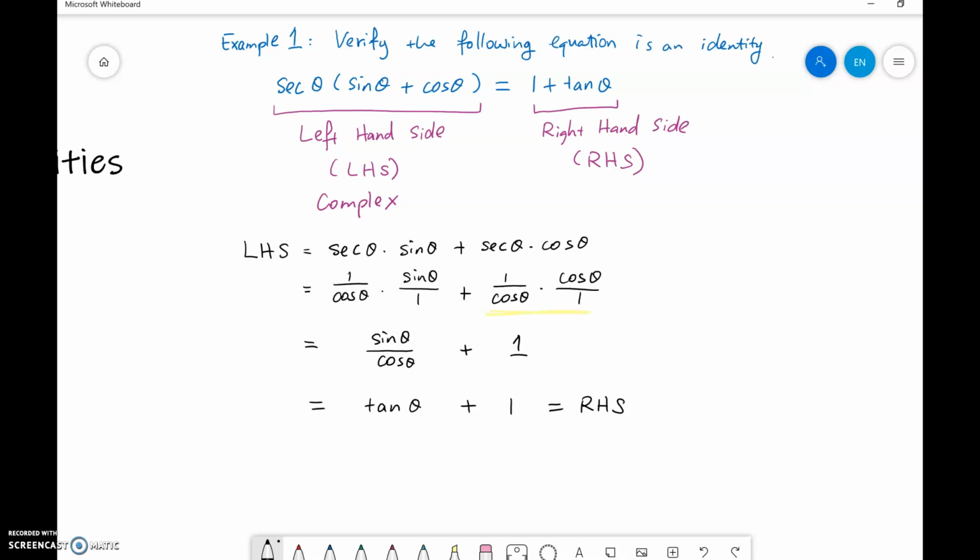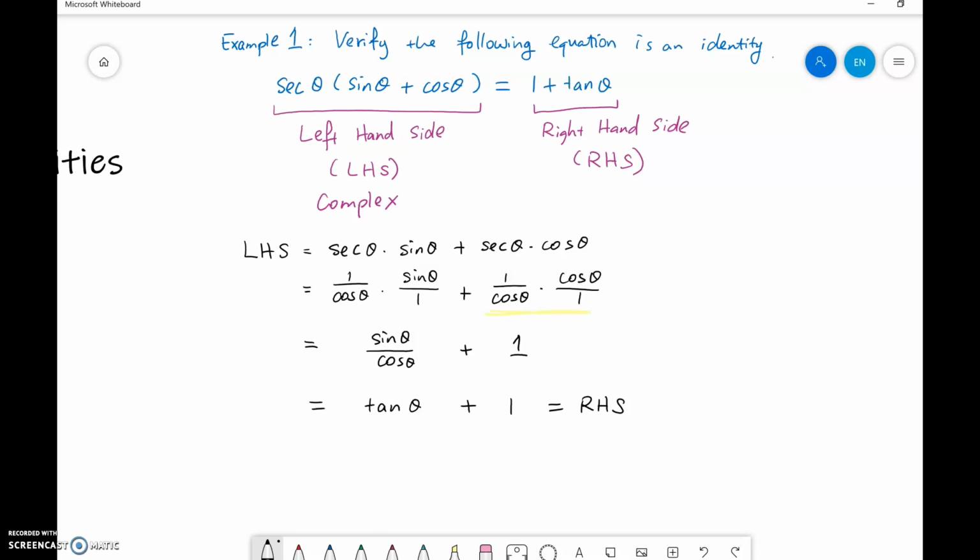So when you're verifying identities, you have the starting point, for example the left-hand side. You know what the final answer is going to look like, 1 plus tangent theta, the right-hand side. What you need to do is fill in the middle steps. How can I get from point A to point B? What is happening in the middle? That is pretty much all you're going to do for verifying identities.